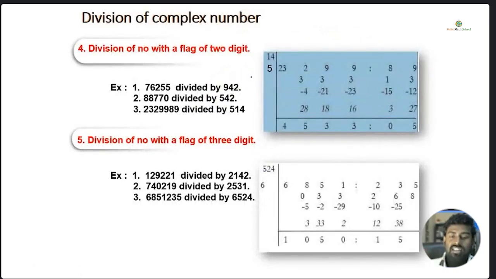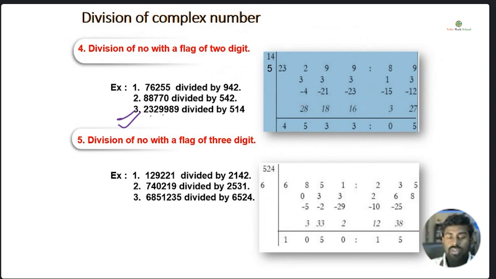As you can see that in this example, it was 514. We are discussing this example: 2329989. So what is the change in this case? First, I'm going to discuss the changes. When I solve this question, you will realize.